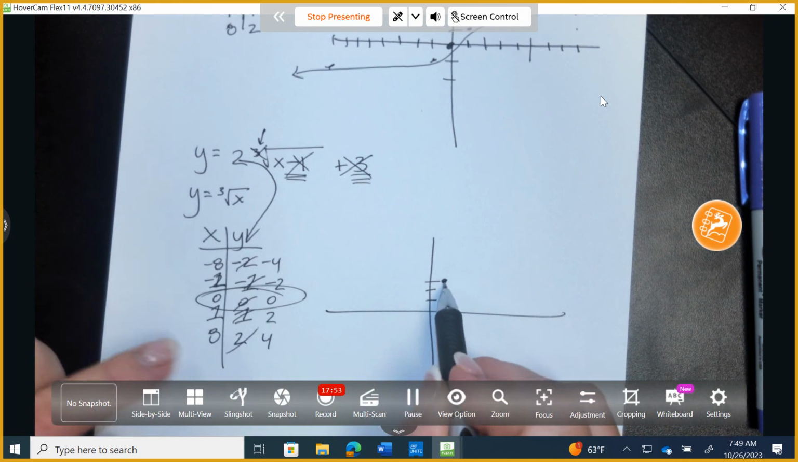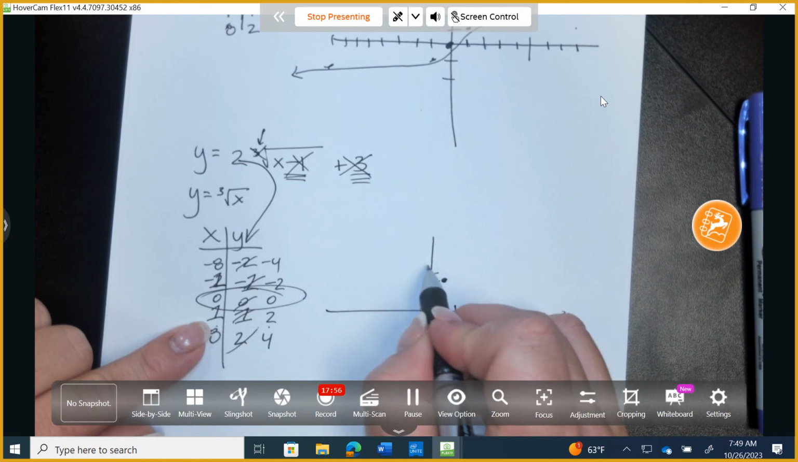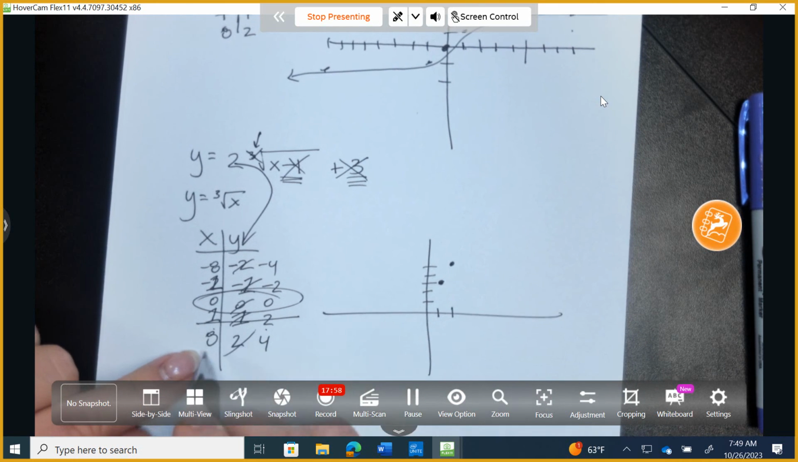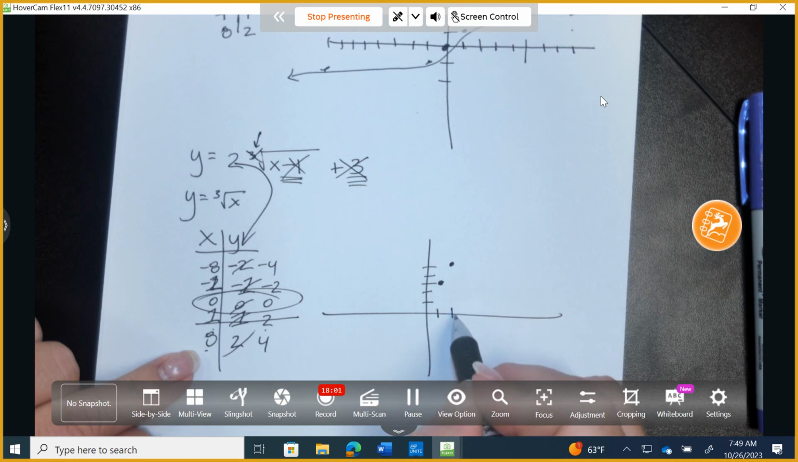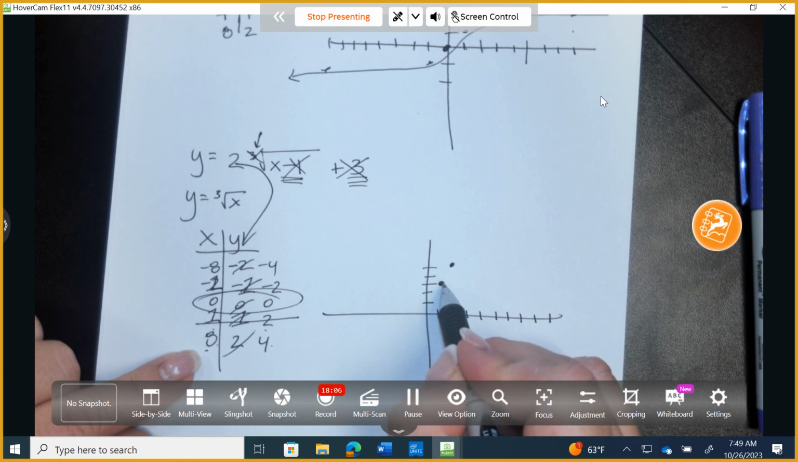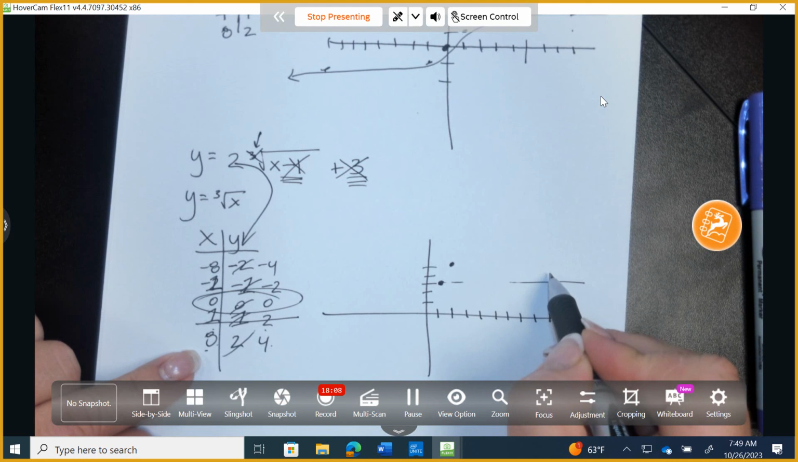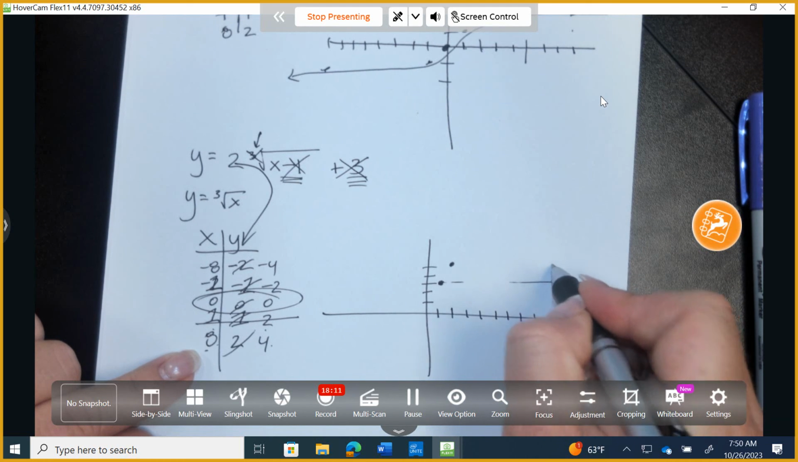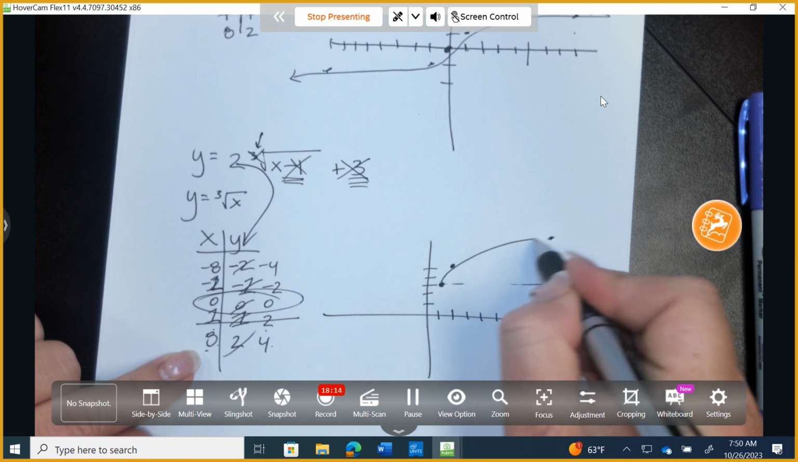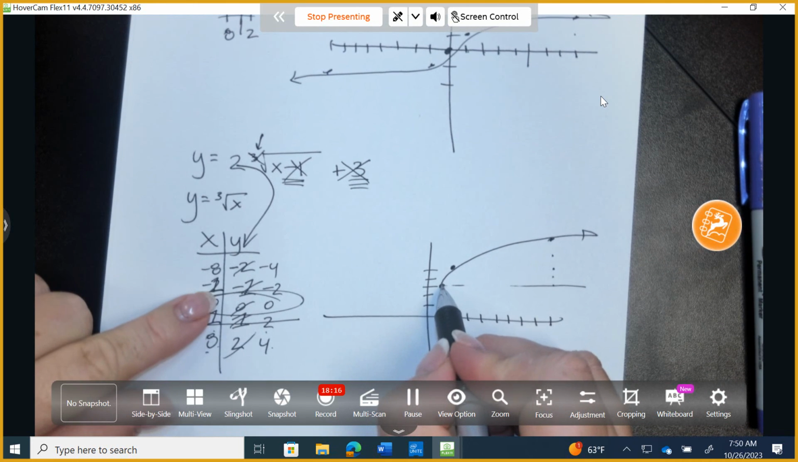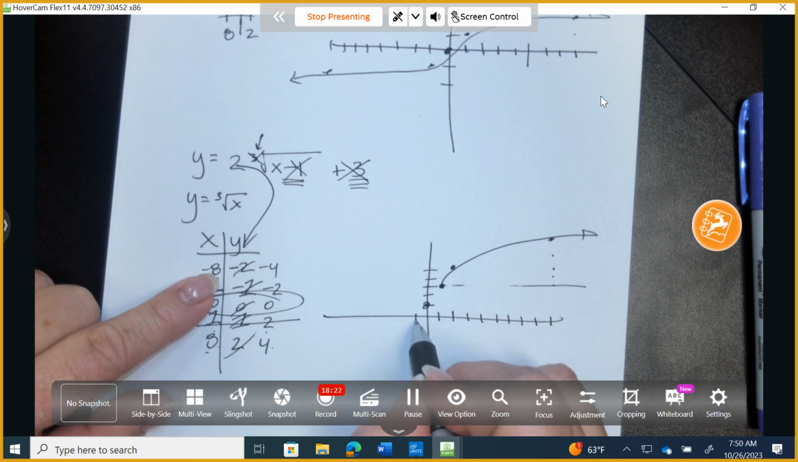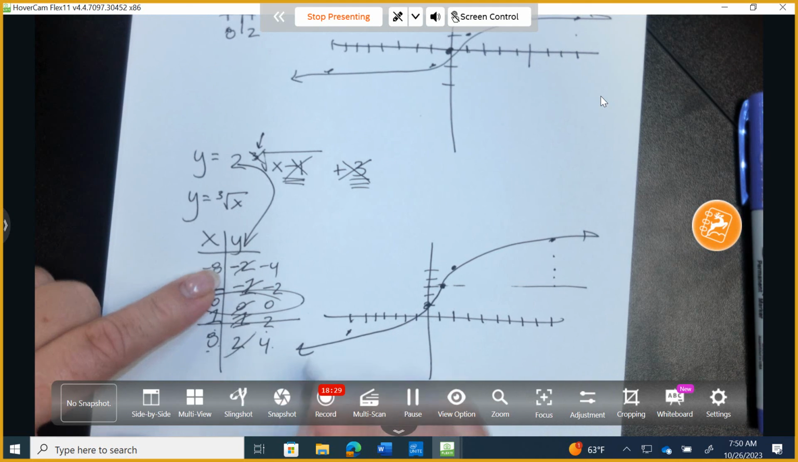This is my 0. I'm going to go right 1, up 2. Right 1, up 2. I'm going to go right 8. So I'm at 1, 2, 3, 4, 5, 6, 7, 8. And I have to go up 4 from here: 1, 2, 3, 4. And now I have to go the other way. I'm going to go from here, left 1, down 2. And then left 8, 1, 2, 3, 4, 5, 6, 7, 8, and down 4. And this is my shape.